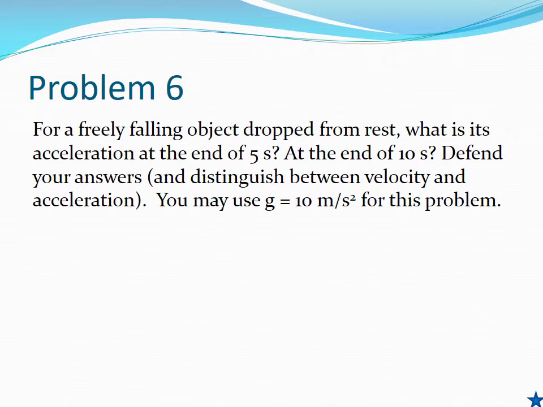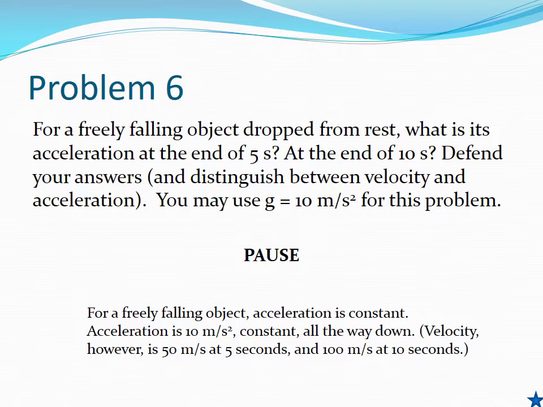For a freely falling object dropped from rest, what is the acceleration at the end of 5 seconds? At the end of 10 seconds? Defend your answers and distinguish between velocity and acceleration. Pause the video. Did you get, for a freely falling object, acceleration is constant? Acceleration is approximately 10 meters per second squared, all the way down. Velocity, however, is 15 meters per second at 5 seconds and 100 meters per second at 10 seconds.